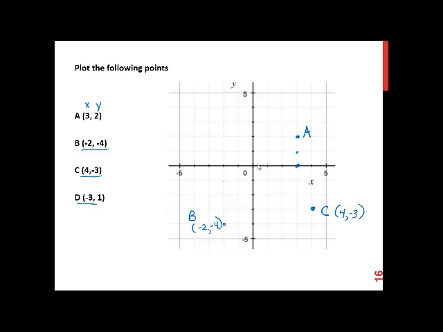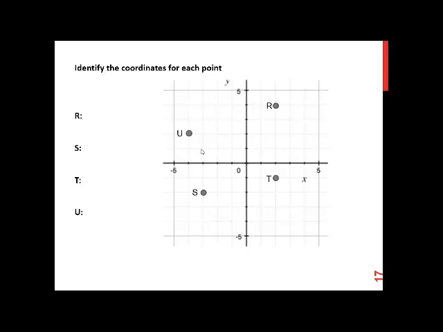Finally, for D, we have our x ordinate is -3, 1, 2, 3. Our y is 1, so we will put D up here. Identify the coordinates for each point. R, start at the origin, go 1, 2 to the right, 1, 2, 3, 4 up, so we get 2, 4.